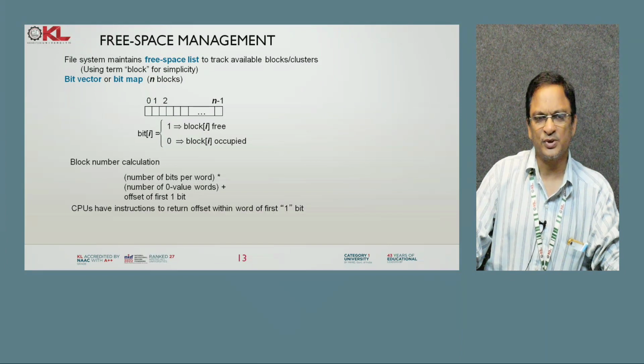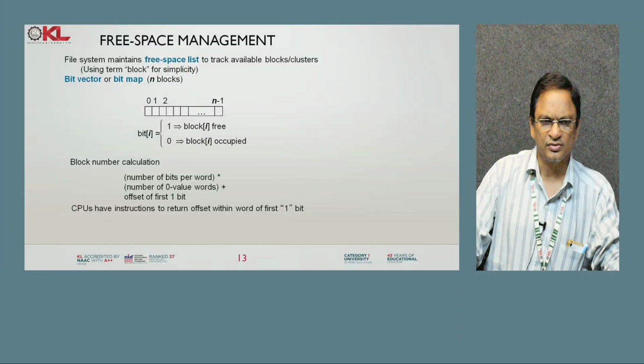And next one is the free space management. The file system maintains this free space list to track the available blocks or the clusters. Using the bit vector or the bitmap, you can obtain this. Bit i equal to 1 means block i is free, and equal to 0 if block i is occupied. By means of this, a sequence of ones and zeros can be obtained from the secondary storage device, and the block number calculation can be done based on the equation that has been given there.